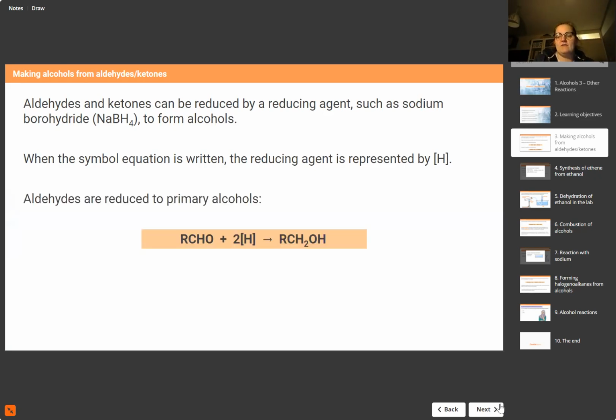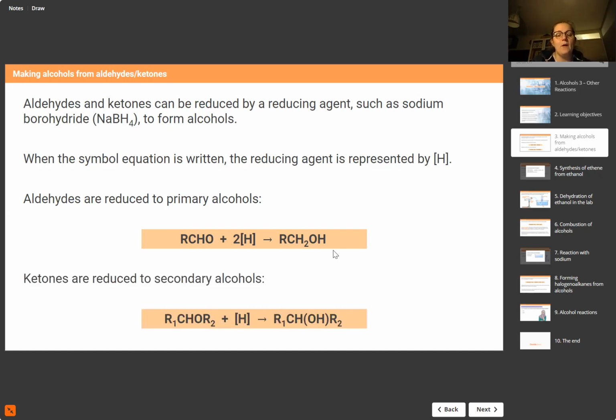So aldehydes are reduced to primary alcohols. It makes sense. Primary alcohols are oxidized to aldehydes. So it's just basically the reverse. So we've got our aldehyde here, reducing agent, primary alcohol. And as you can probably work out from that, ketones are then reduced to secondary alcohols. So ketone, reducing agent, secondary alcohol.